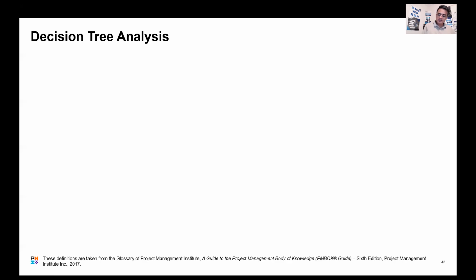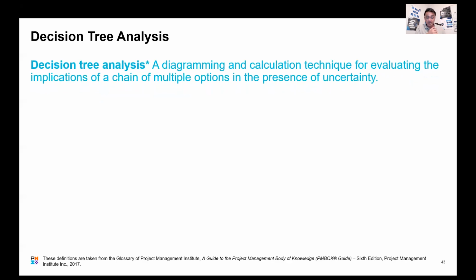It is a method to evaluate financial results or financial outcomes based on the options that you have. That's what decision tree analysis is. And there's a technique called expected monetary value that we use to come up with a decision. We look at the options available.